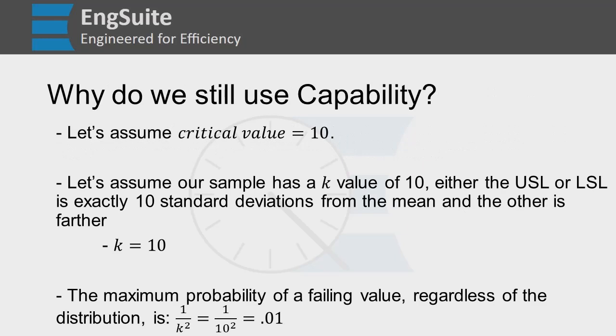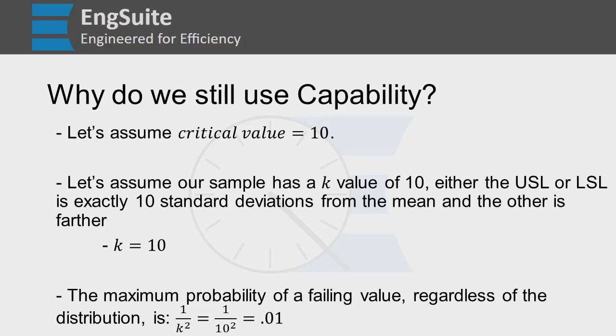Okay, so why do we still use capability then if we can just do this every time? Well, let's just assume our critical value is 10, and we're going to assume that our sample has a K value of 10. So our K equals our critical value here. That means that either the upper spec limit or the lower spec limit is exactly 10 standard deviations from the mean, and the other one's farther away. So K equals 10. This would be the lowest K value we could get to consider a high capability exemption.